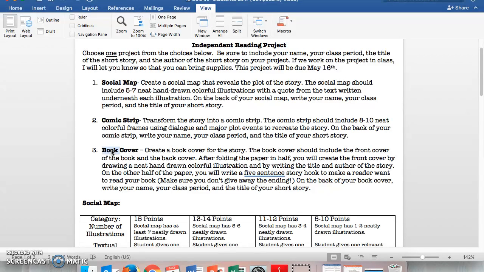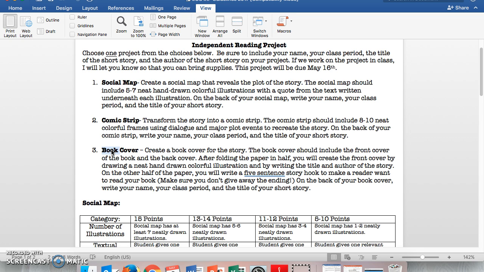Here you're going to write a 5-sentence story hook to make a reader want to read your book. So this is sort of that information that really captures your reader's attention. But don't be a spoiler. Don't give away the ending, especially in The Most Dangerous Game, or even The Tell-Tale Heart, because you didn't know what that was about when you first started reading it.